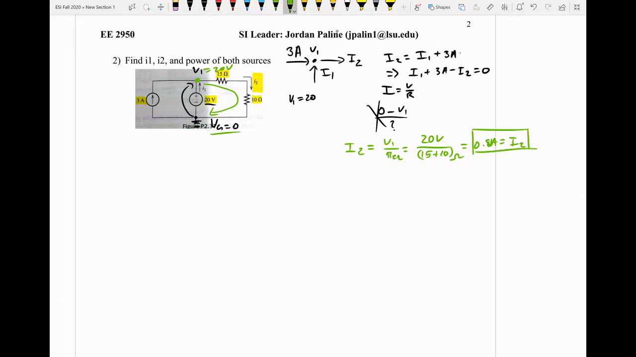Now we know I of 2. Now we just need to find I of 1. If we use our equation, I of 1 will be equal to I of 2 minus 3 amps. When we plug this in, we get 0.8 minus 3 amps. I of 1 will actually be negative 2.2 amps.